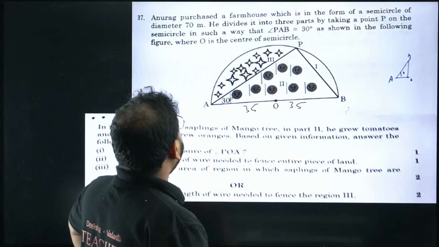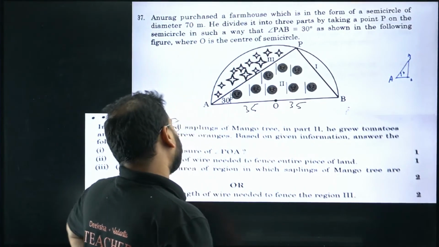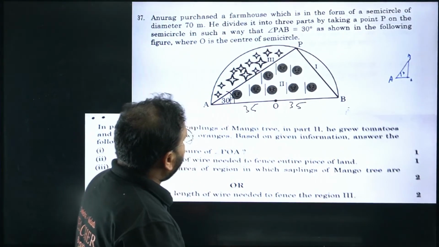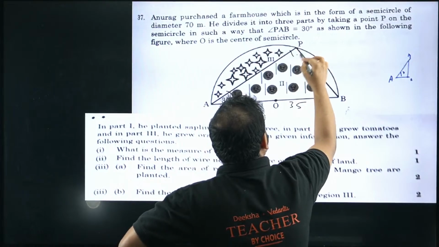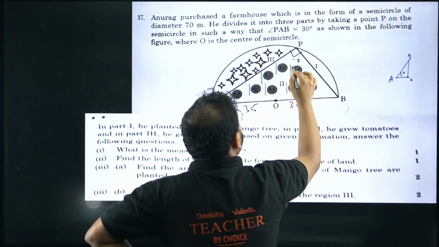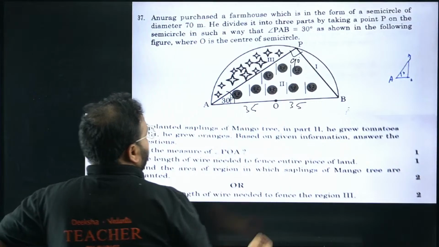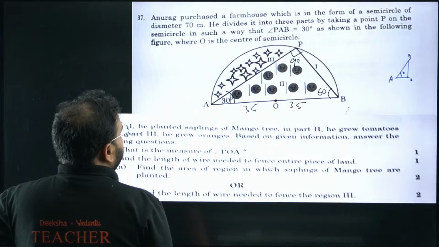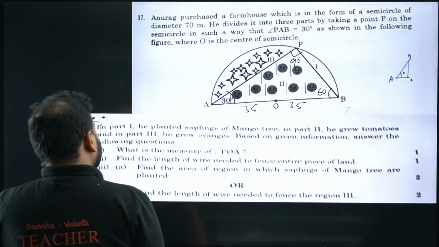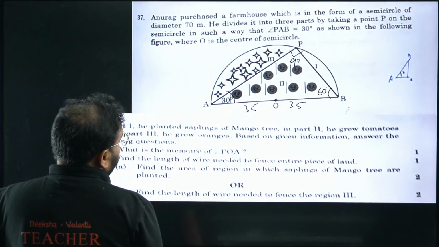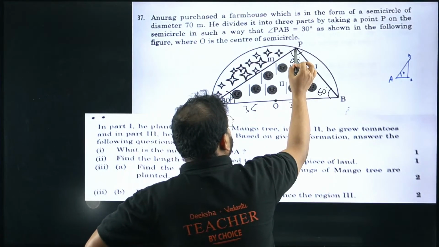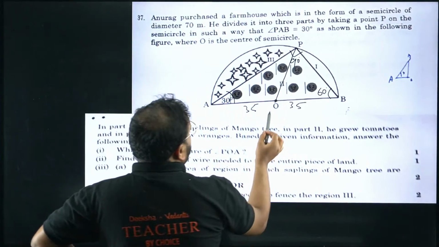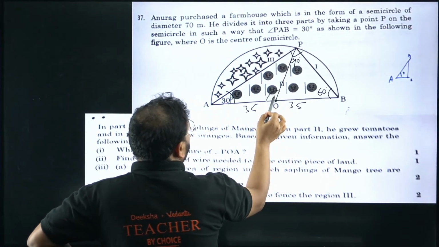And they're saying that this angle PAB is 30 degree. So this will become 90 degree, no? And this will of course be 60 degree. We know this very well. And what are they asking now? What is the measure of angle POA? Join this line, POA. Of course this angle will be nothing but 120 degree.